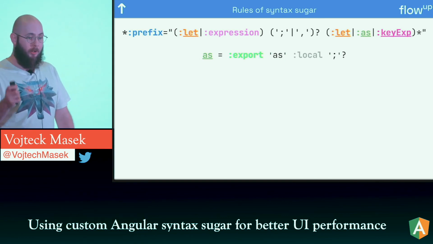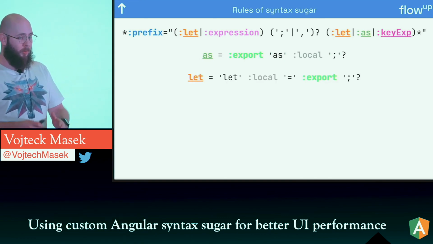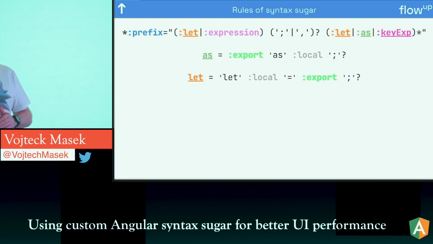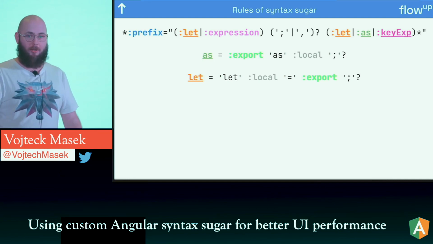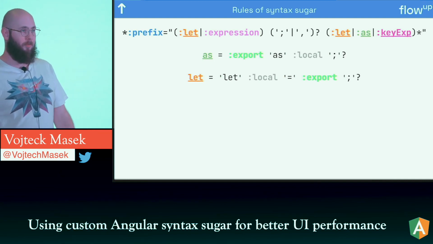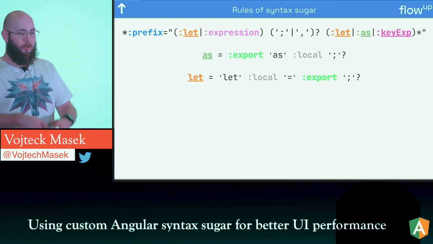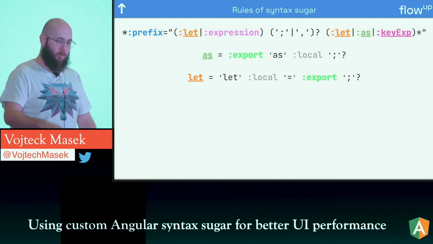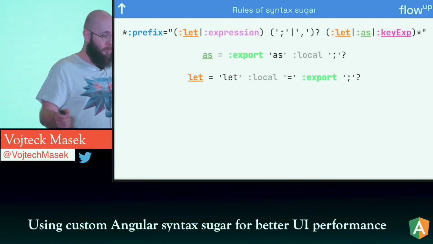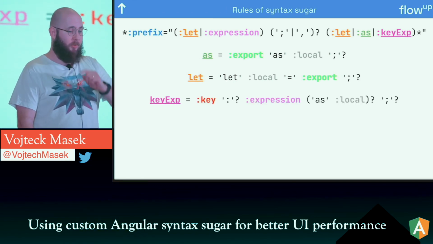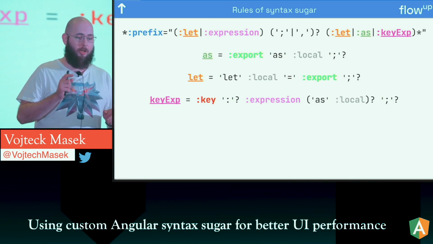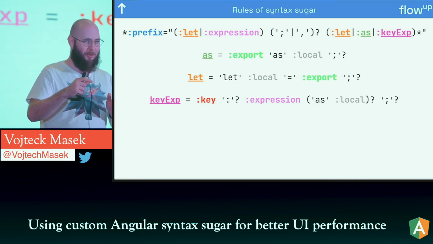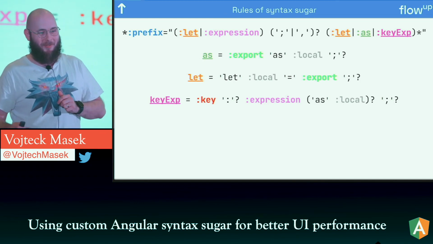It's very simple. You can do a similar thing with the let syntax. You write let, then name your variable, and then assign something that is exported from the structural directive. This is all in the context of that directive, the exports. And the third thing there is the key expression, which actually consists of the key, double dot, I don't know the name of it, and expression.